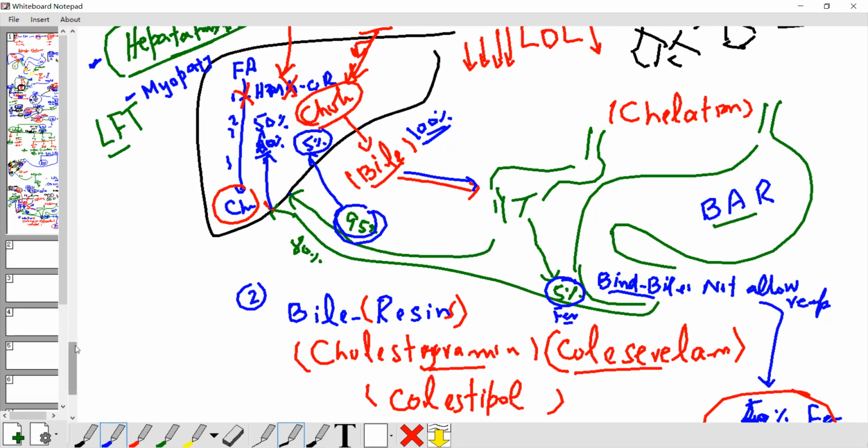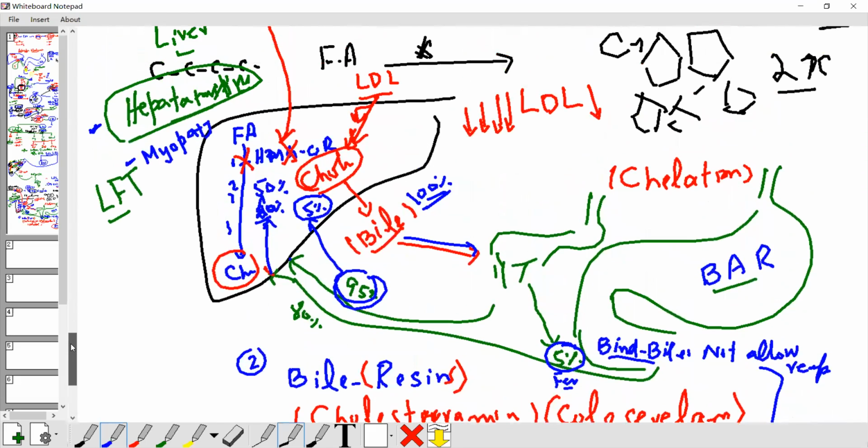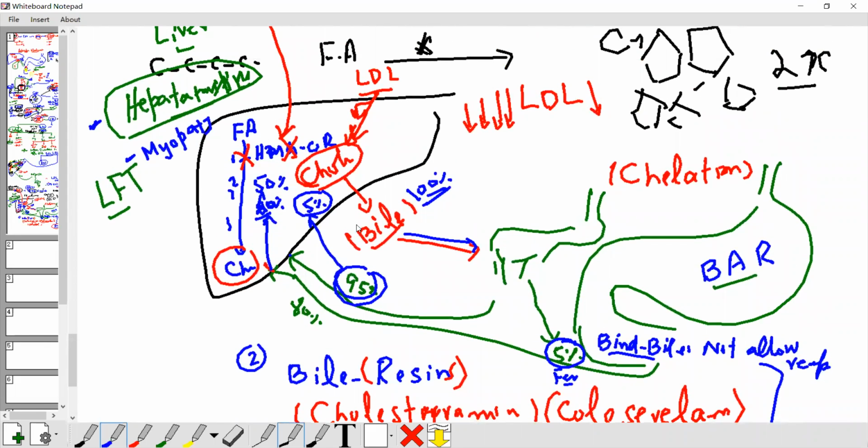Understand? If you want to produce extra bile salt, because the bile salt is being lost more in feces, you must use more cholesterol. To use more cholesterol, you must use more LDL. Which way is easier for you?